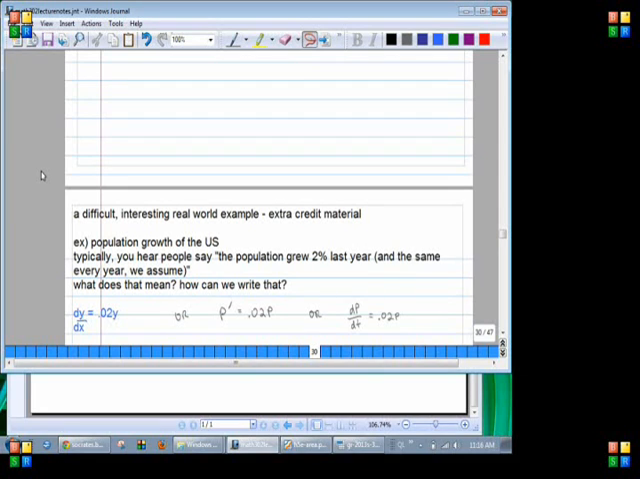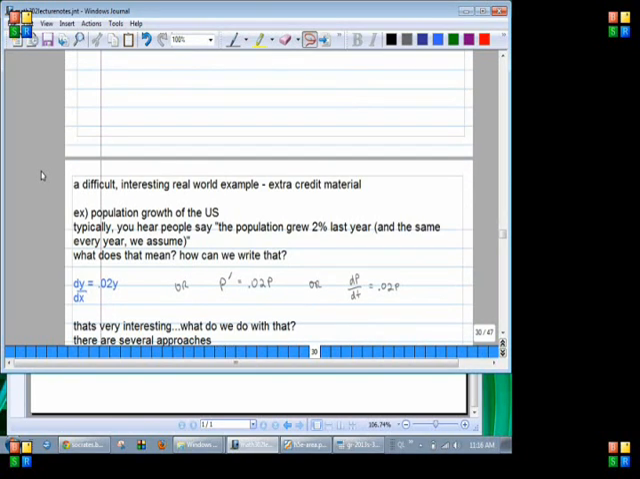Right. So in other words, even just a very simple statement like this is actually something kind of complicated mathematically, if we try to think of it theoretically. Okay. And then the shorthand for this is if you just write P prime equals 0.02P. Okay. So that's very interesting. What do we do with that? There are several approaches.